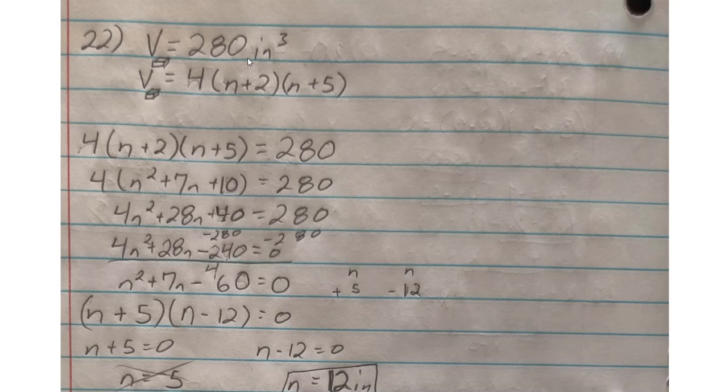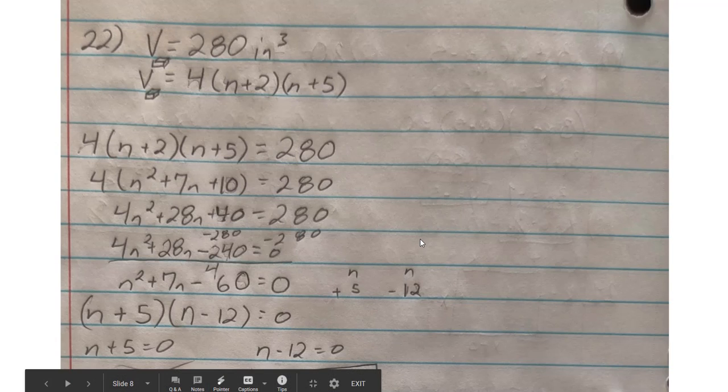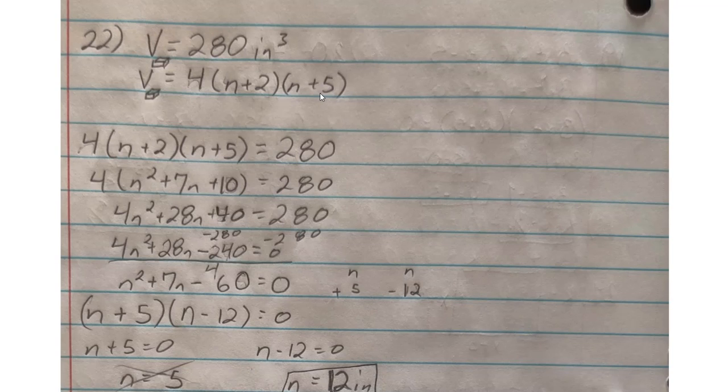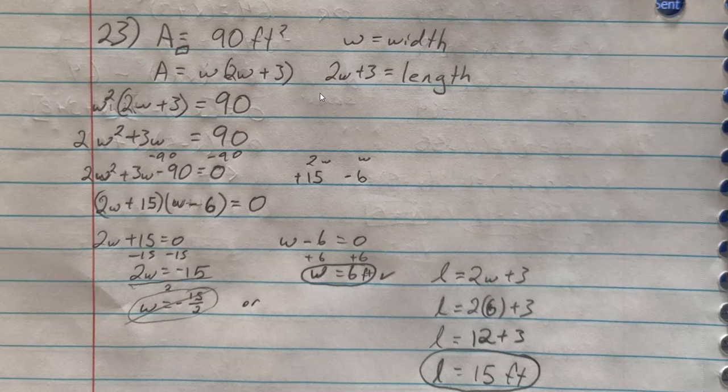So a quick mental check. 5 is the correct answer. Definitely not 12. This number gets ridiculously huge if I substitute 12 in for n. No, correct answer, 5. And again, units, 5 inches. Whew, lots of places to make mistakes, right?